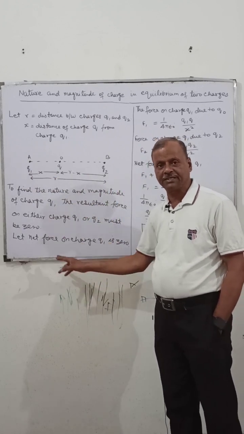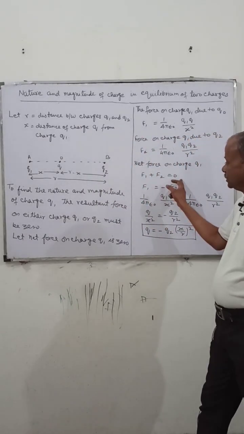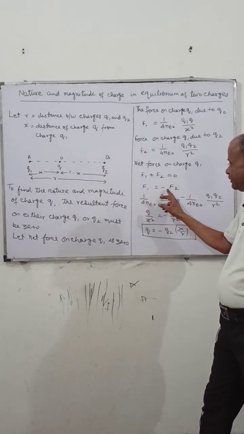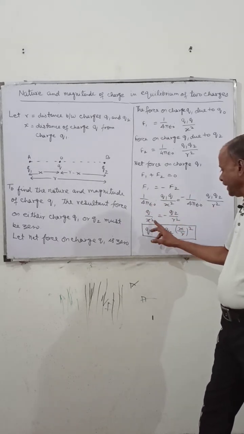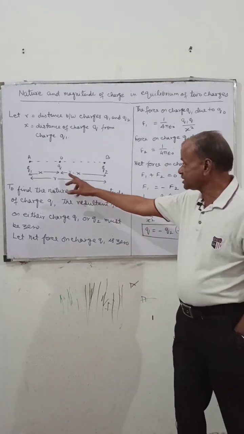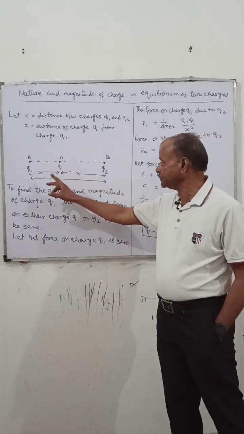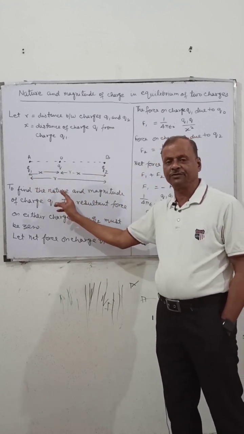So we have supposed that the force on the charge q1 is equal to 0. So now we have to do it like this: F1 equals minus F2. Now this is the formula given by Coulomb's law, and this q equals minus q2 into x upon r whole square. Thus this charge must be of the opposite nature to that of charges q1 and q2 when this is placed at distance x from the charge q1.